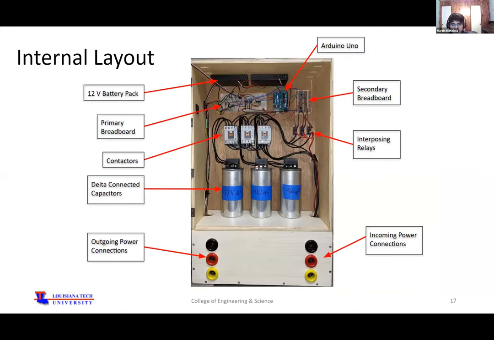Shown here is the internal layout of our enclosure. We have a 12 volt battery pack that is used to power the Arduino Uno, the relays, and the non-inverting op amps. The primary breadboard is where the measurement circuits and comparative op amp are located. And our secondary breadboard is used to control the switching circuit. As you can see on the bottom, we have the incoming and outgoing power connections.